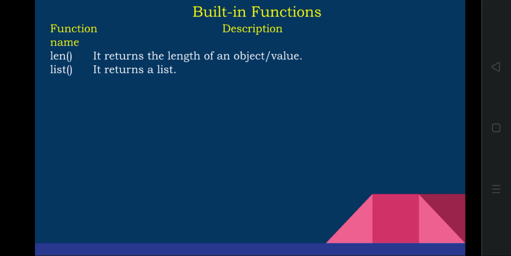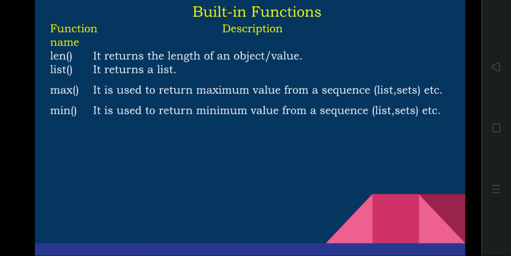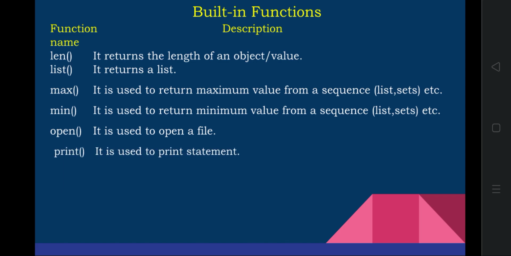List returns a list. The next built-in function is max. It is used to return the maximum value from a sequence. Suppose we have a list or a set, this max function will get the highest value in the set. Likewise, we have the min function also. This will get the minimum value from the list or the set. Then open, this is used in the case of files. When we use a file, we use the function called open to open the file. Next is print. It is a common print statement to display the value on the screen.